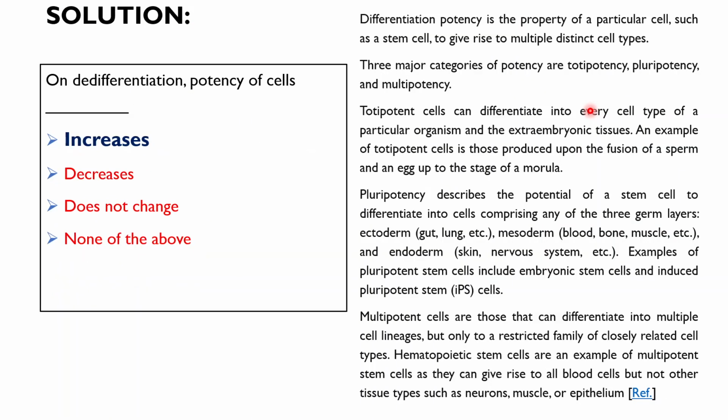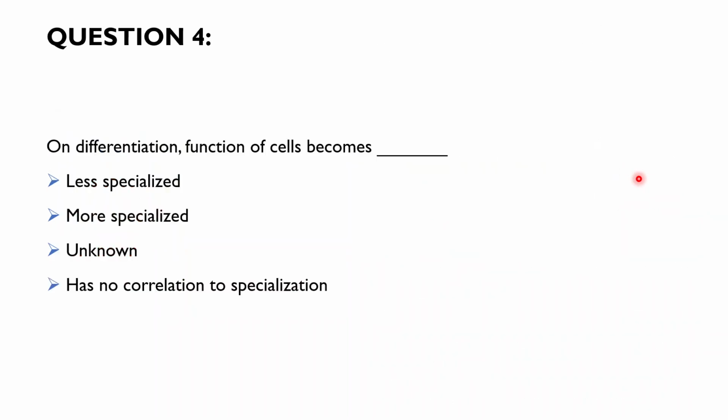Okay. Here I have provided you with a note which you can refer to later. This discusses the different types of potency and the different types of cells, that is the totipotent, pluripotent, and multipotent cells, along with examples. You can refer to this later. Now we'll move on to the next question.